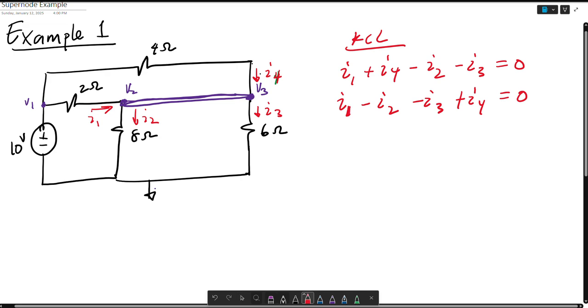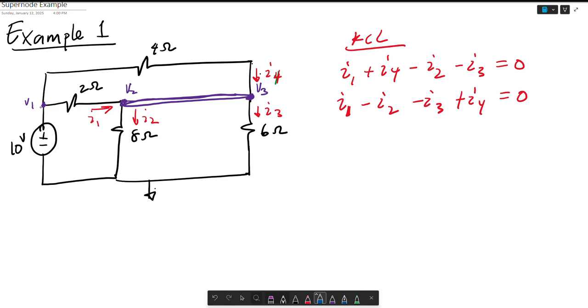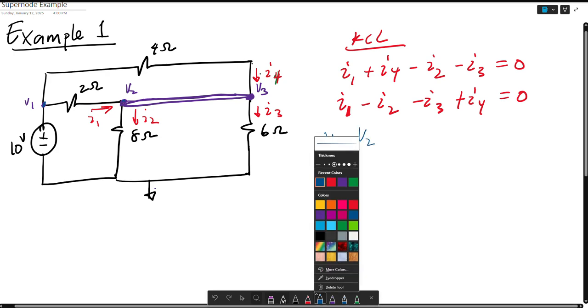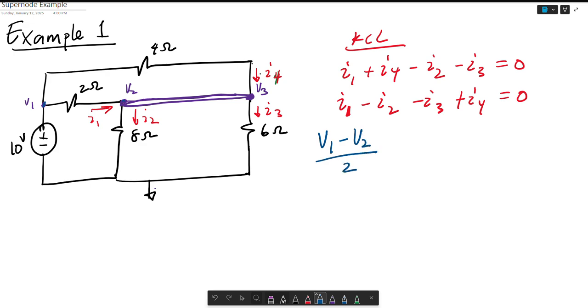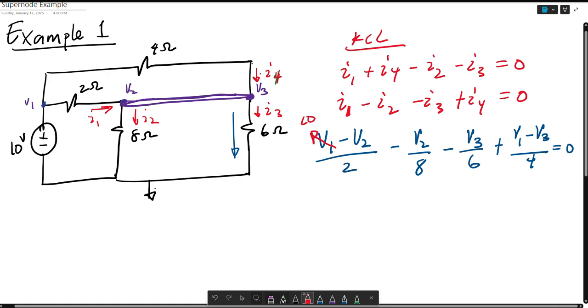Now, I1 is V1 minus V2 over 2, because I start here at V1 and I subtract V2. Minus I2, which is V2 over 8, minus I3, which is V3 over 6, because it's coming here, plus I4, which is V1 minus V3 over 4, is equal to 0. We understand that V1 is 10 volts.